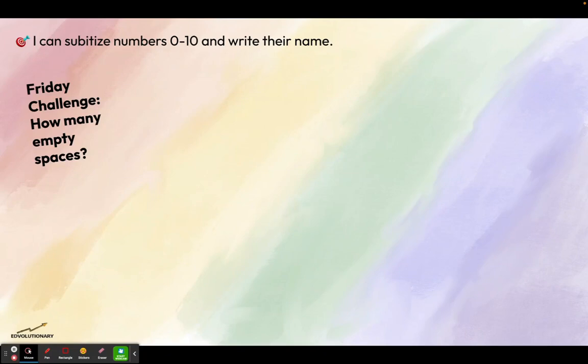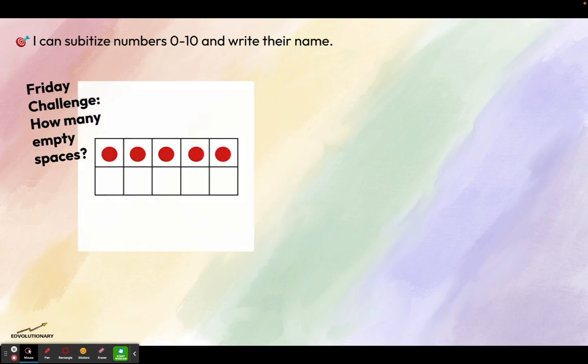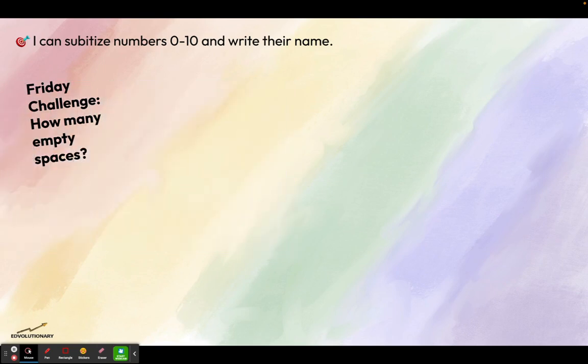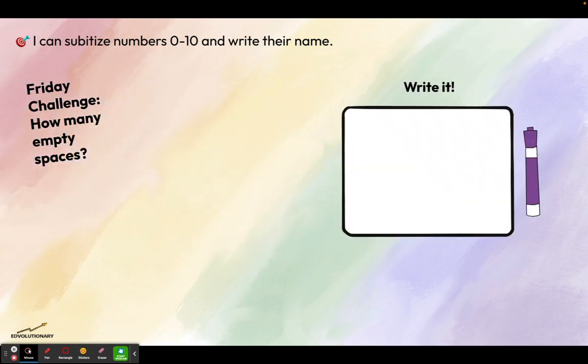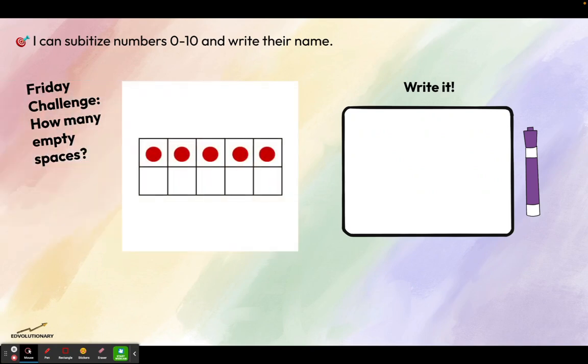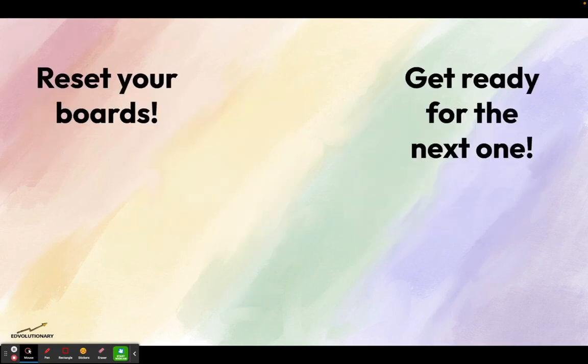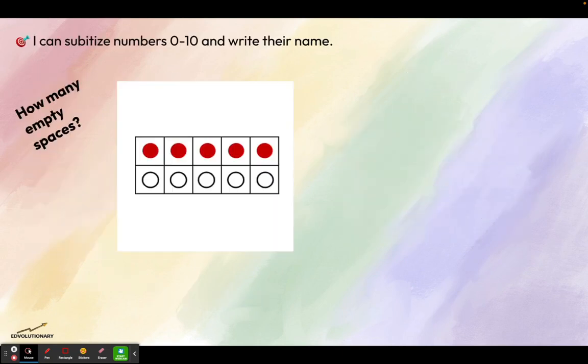So on Friday, it's going to be a little bit different. We have a Friday challenge, or maybe it's, I don't know, it could be a little bit simpler, but it just gets kids to think about the 10 frame in a different way. So you'll say, how many empty spaces? You'll flash it really fast and then go through the same process. Write what you think you saw, check it. How many empty spaces? There it is. And then have a conversation about how did you know? And then they'll erase their boards and do it again.